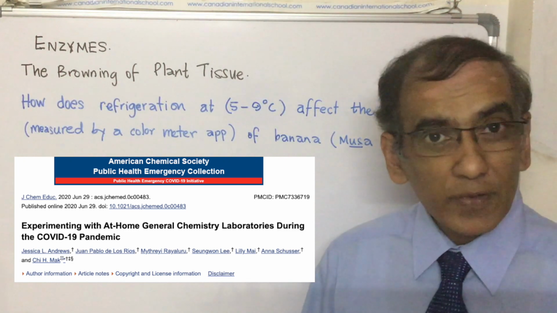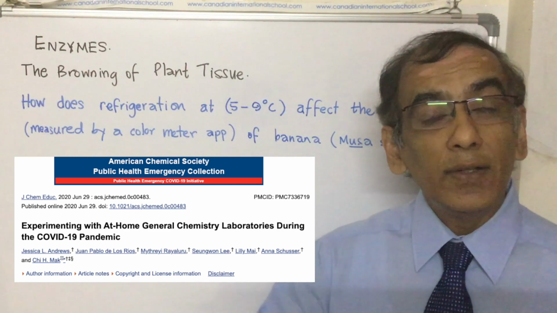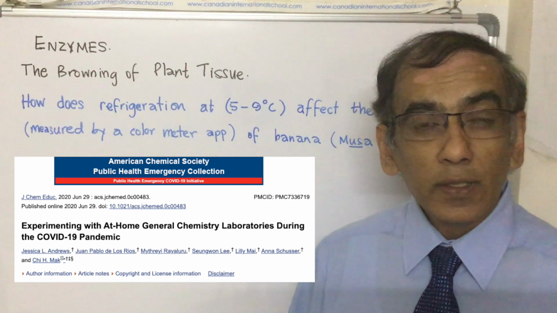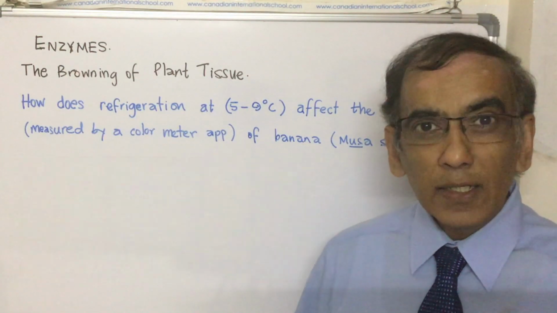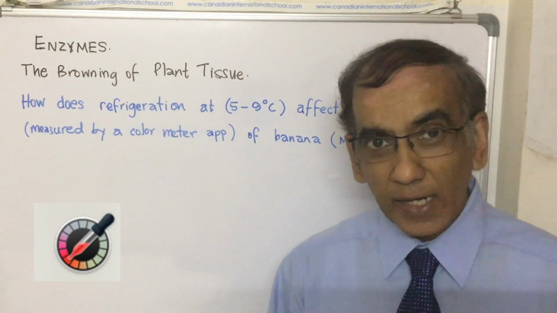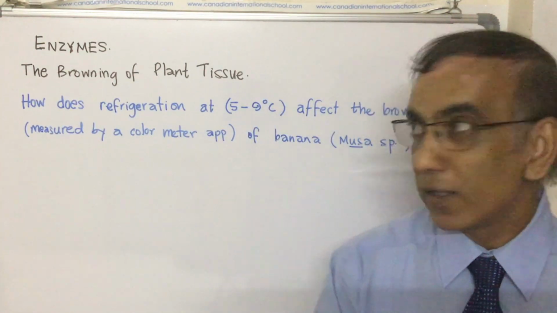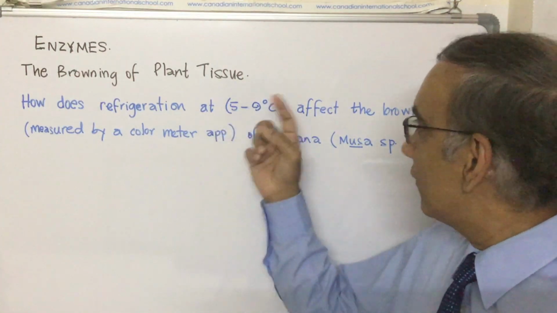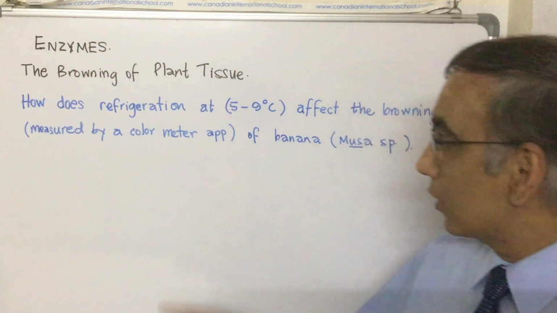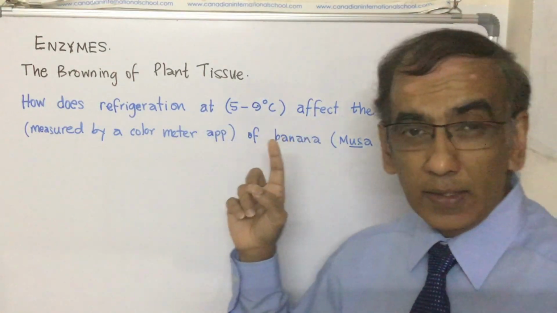And of course, this is the nature of science, where one researcher publishes something, other researchers read it, and they can apply it to their own situation. So we are doing exactly that. We are going to learn how to use the red, green, and blue analysis system of the colorimeter to track the color changes of our banana in one temperature versus another. So we're going to look at 5 to 9 degrees Celsius, and we're going to look at normal temperatures as well. So how does the refrigeration at 5 to 9 affect the browning of the banana?